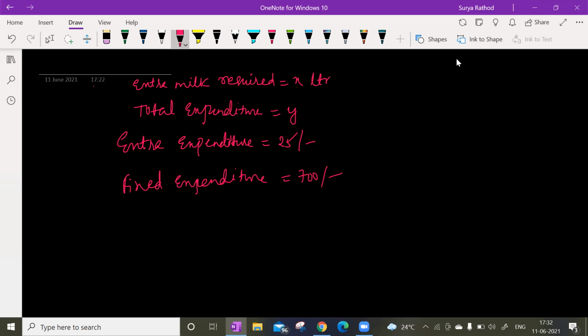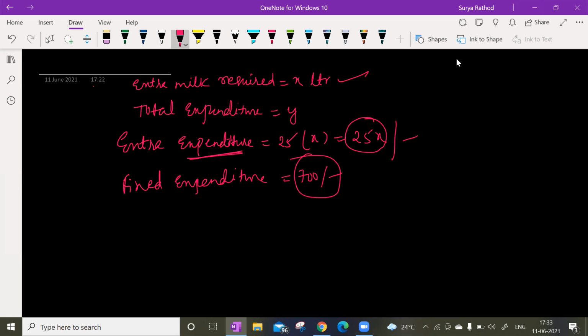Now, for the extra expense, how much? Extra expense is 25 into x, so 25x rupees. Expenditure means an amount, right? The fixed expenditure is 700. The cost of extra milk is 25 per liter, and I need x liters, so 25x rupees.